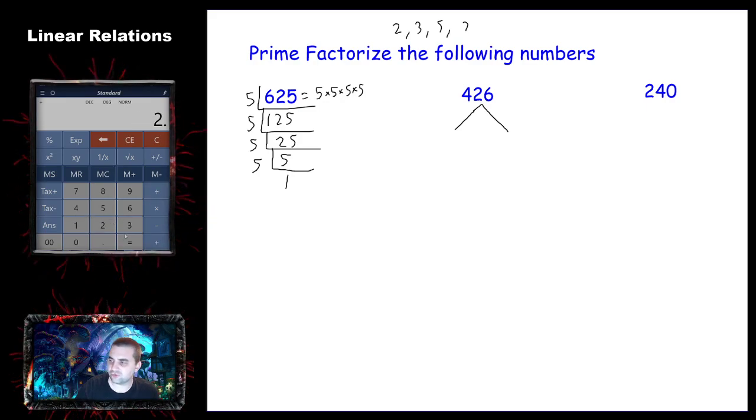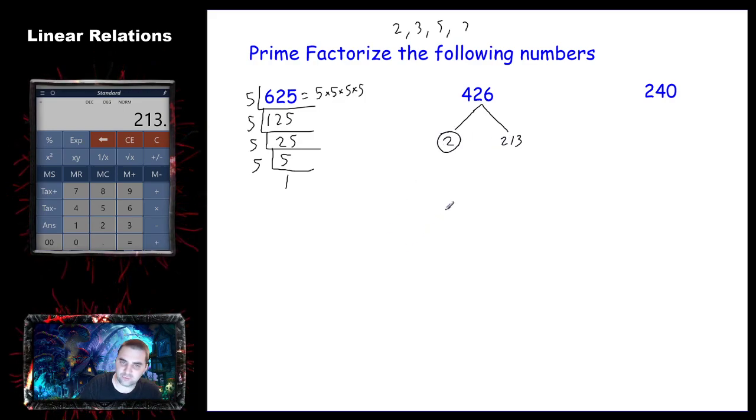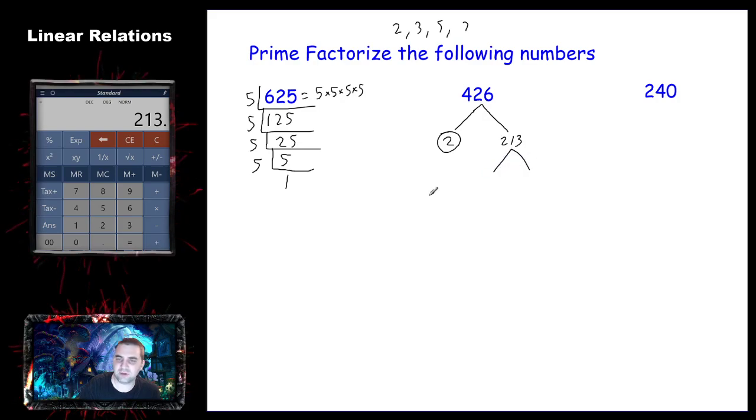I know for sure I can divide by 2. 213 is what I get. So I divide by 2, and I get 213. 2 is at the end of its rope here, so I circle it. 213. Well, that has to be divisible by something, right?